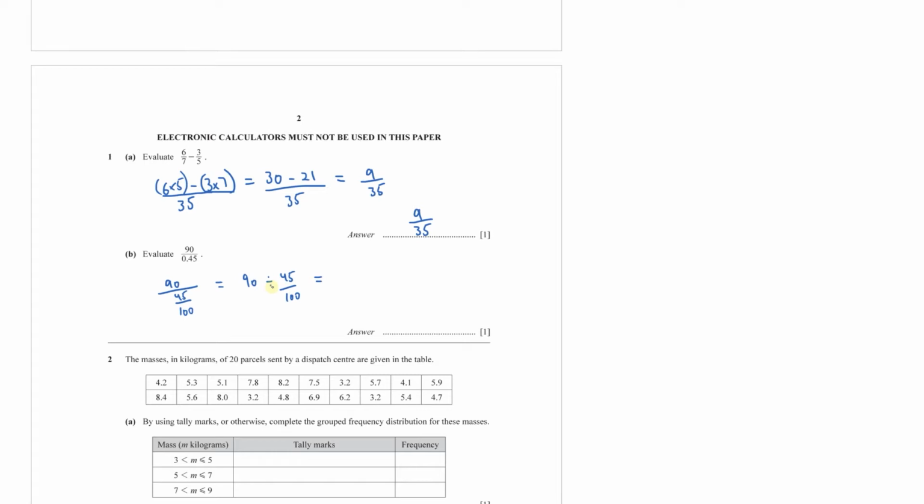So this is essentially equal to 90 divided by 45 over 100. And then if I change this division sign to multiplication, I will get 90 multiplied by this 100. I'll take the reciprocal: 100 goes into the numerator and 45 in the denominator. 45 times 1 and 45 times 2 is 90, and 2 times 100 is 200. So this will be 200.